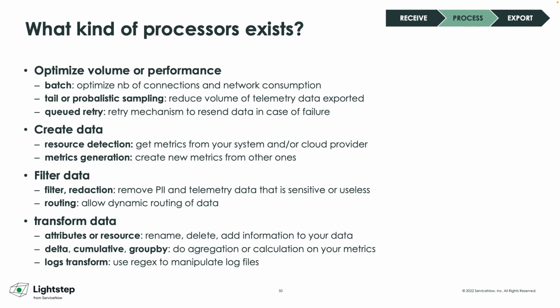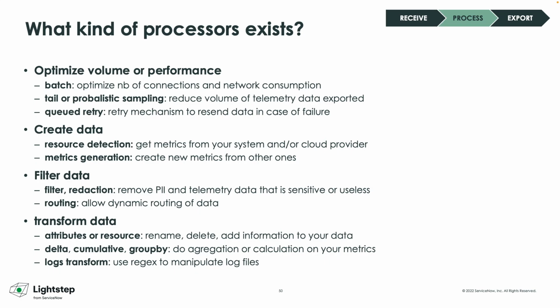Processors can also be used to filter the data that you want to send to your backend. Typically, this could be useful if you've got PII information in your telemetry data, and you've got different exporters to an internal backend and to an external backend, and you don't want to send this PII information to the external backend. Then you will use a filter, redaction, or routing processor in order to remove this data or to send only the correct information to the external backend.